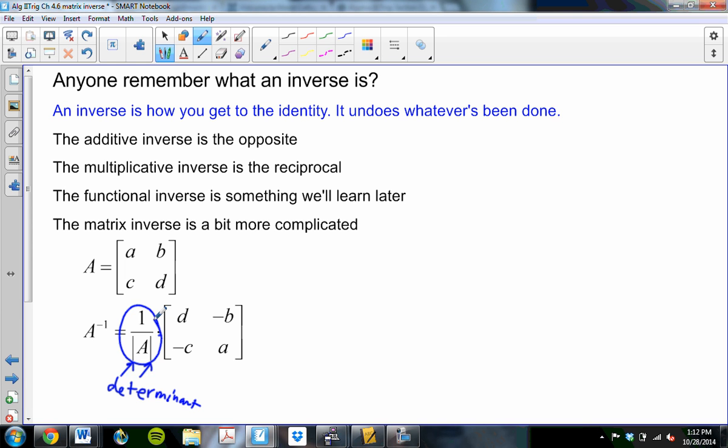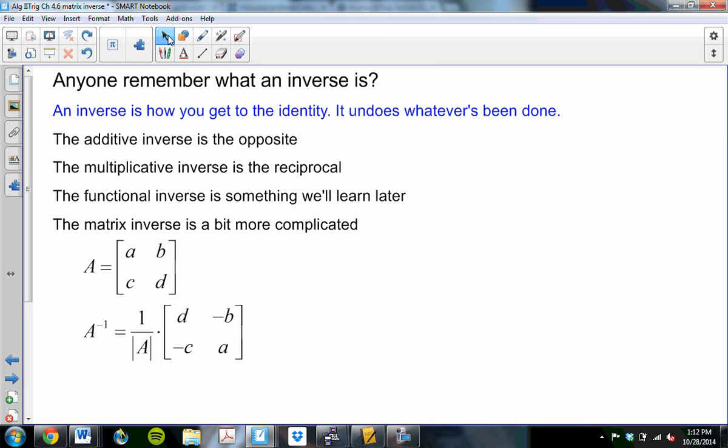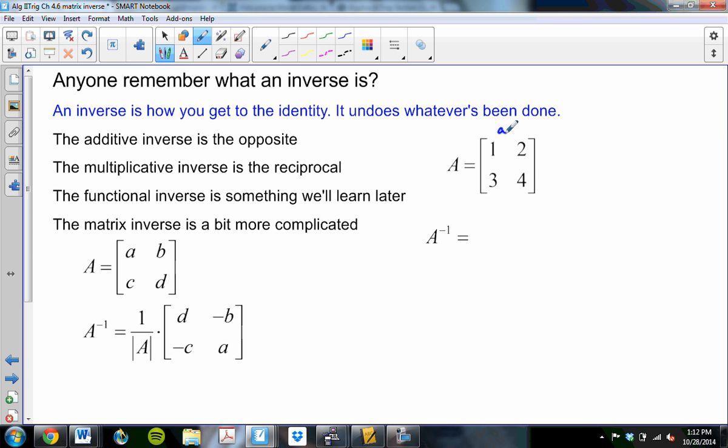I take that number and do it by this matrix, D, negative B, negative C, A. So I'll go through an example to explain how this works. Here's my matrix A, where I have letters A, B, C, and D. Well, to find A inverse, I would do 1 over the determinant of matrix A. And the determinant of matrix A would be 4 minus 6. So it's really 1 over negative 2.